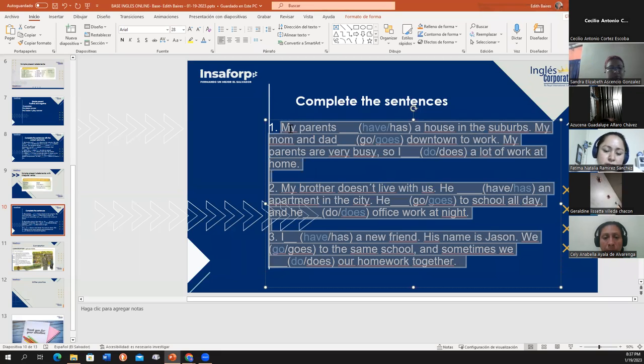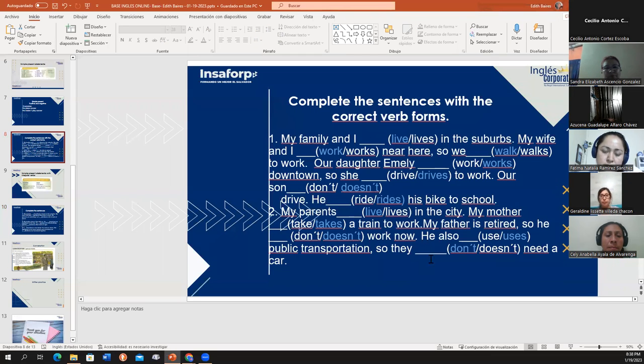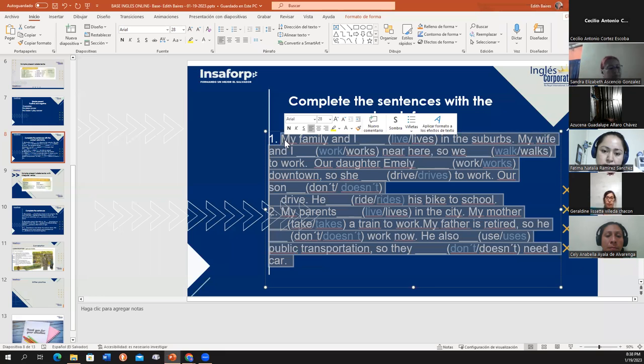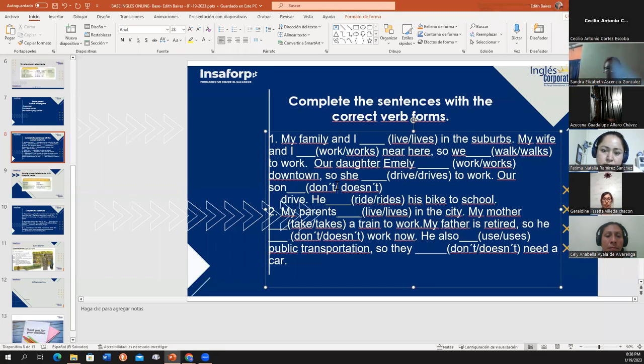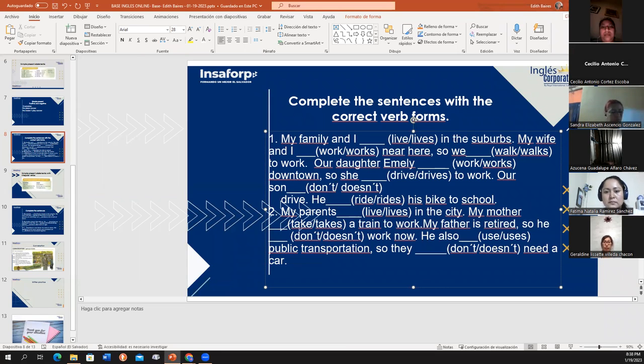Okay, very good. Now I will request someone to read this paragraph. If you want to be a volunteer, it's okay. Just tell me. Oh, Jacqueline, Carolina. Okay, read the correct verb, but read the complete paragraph from here to here, to school.